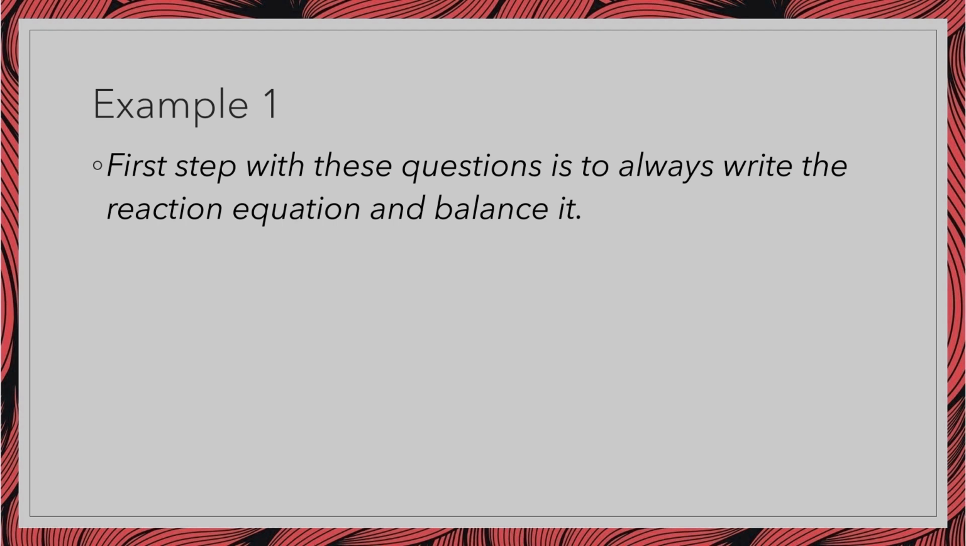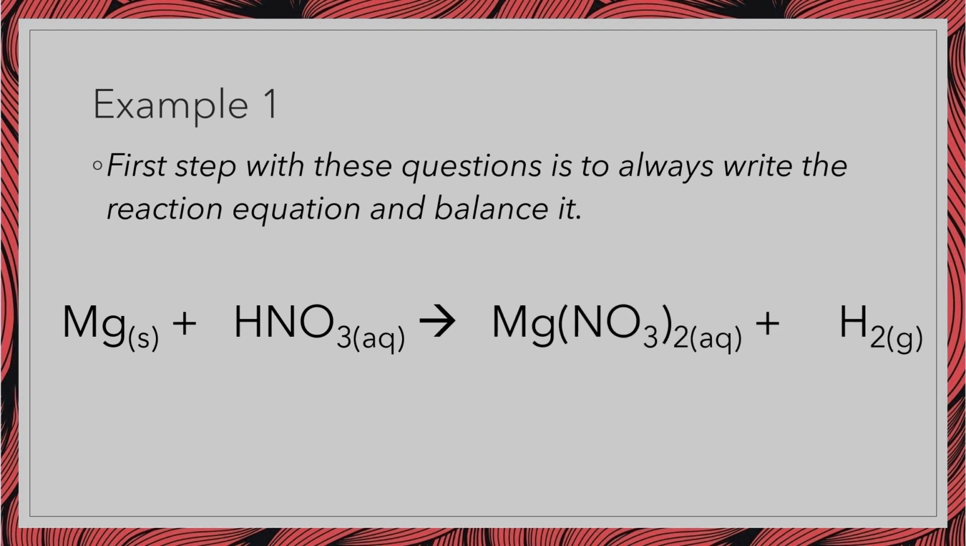First step in these questions is always to write the reaction equation and then balance it. So we know we had a metal in the form of magnesium metal. We had an acid in the form of nitric acid. So that's what we're going to react. What do we form? Well, we form a salt. Now what we're going to get is magnesium nitrate. So we take the anion from the acid and the metal, clump them together. We get magnesium nitrate, and finally we're going to have H2, which is gas.